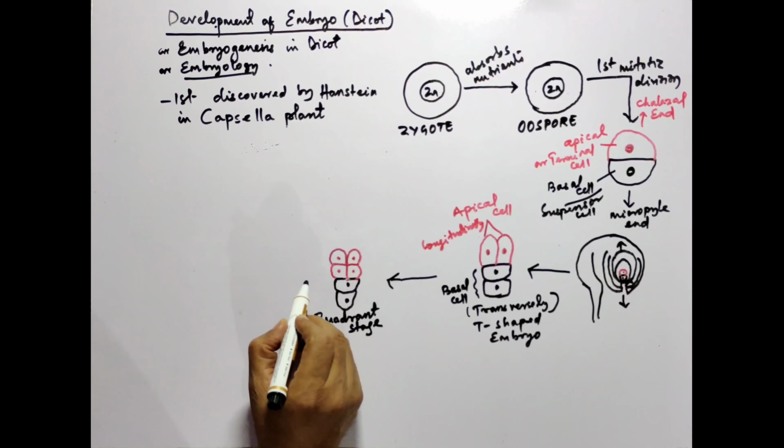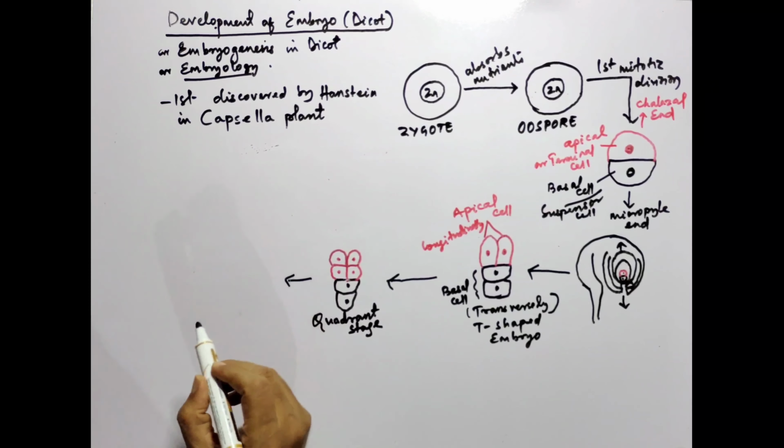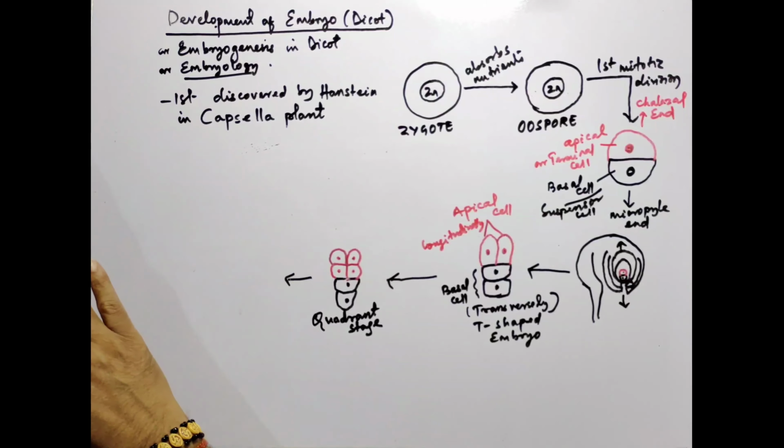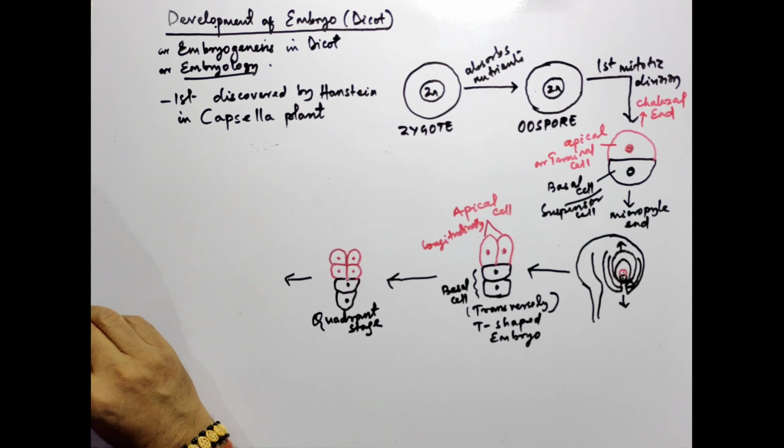So later on, in the next stage, what happens? The basal cells divide further.